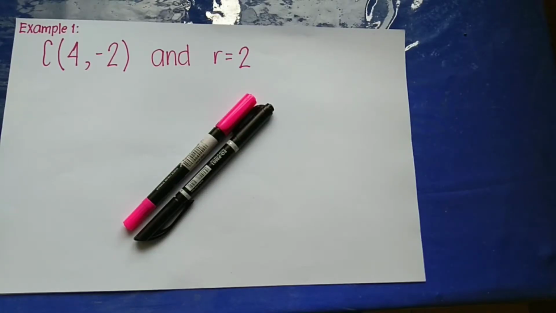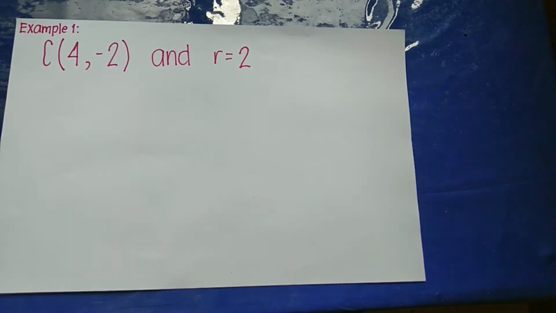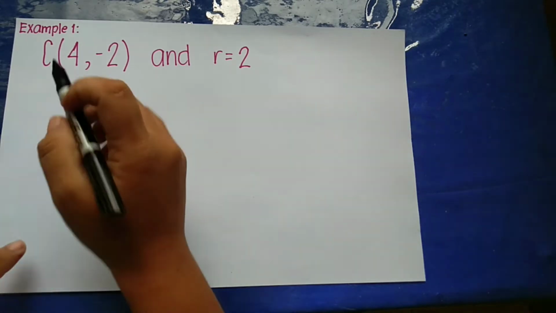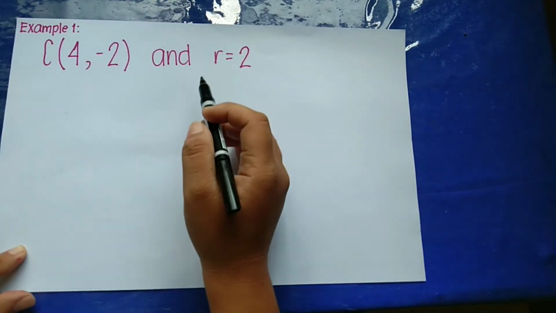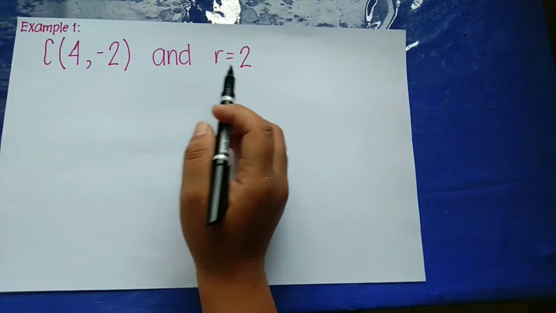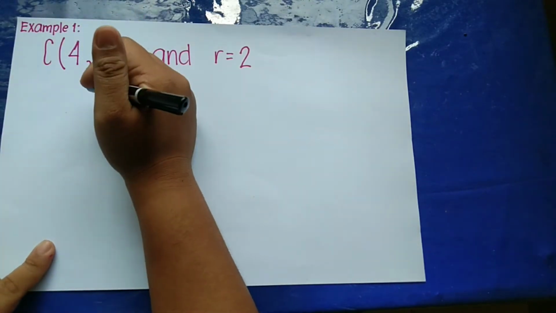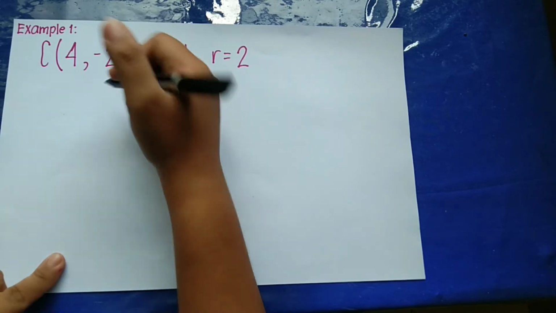This time, we will determine the standard equation of the circle given the coordinates of its center and the length of its radius. For example, number 1, the center is (4, -2) and the given radius is 2. We will write first the standard form of the equation.